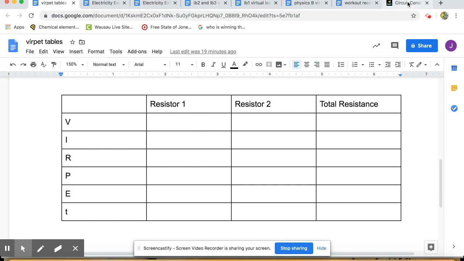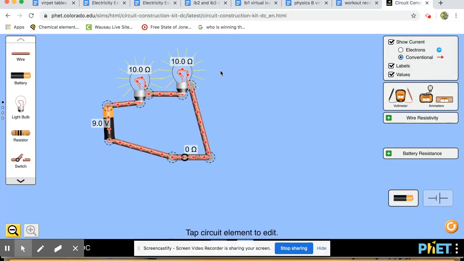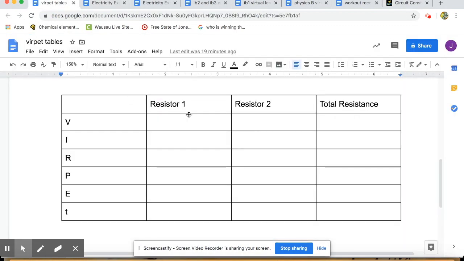Because if I look back at this circuit, let's start off with what do we know? Let's go with resistance. I know that this resistor is 10 ohms, it's labeled. This resistor is 10 ohms, and this battery is 9 volts. So where does this go? Well, I don't know how much ohms or voltage that resistor 1 gets. Let's start with the resistance. It was 10 ohms. I'll put that in there. Resistor 2 is 10 ohms. Total resistance, if they're in series, I can just add them up. So the total is 20.